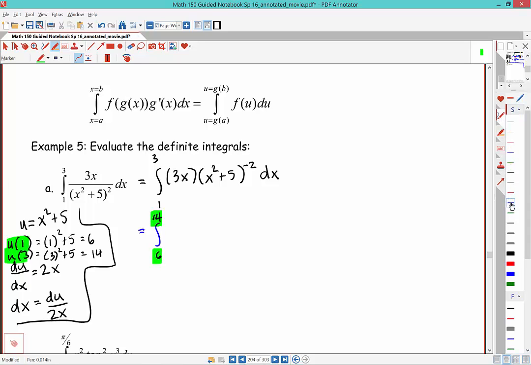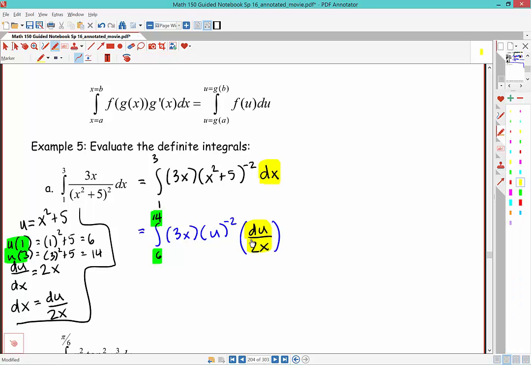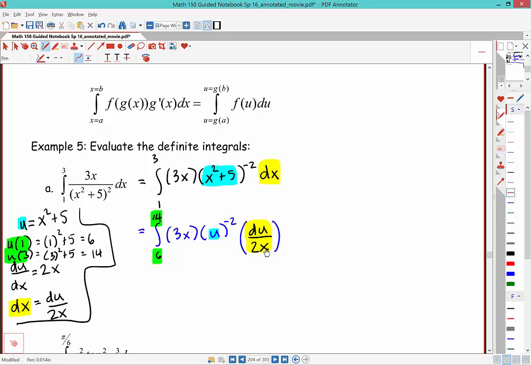And then we're going to have our 3x, and then this is going to be u to the negative 2, and in for dx, we're going to have du over 2x. So this is our dx from over here, and this is our u, and that was from over here. Okay, so far? Now let's make sure this x divides out, and it does. So rewriting it, we are going to have 3 halves times the integral from 6 to 14 of u to the negative 2 du, which is going to give us 3 halves times u to the negative 1 over negative 1, evaluated from u equals 6 to u equals 14.